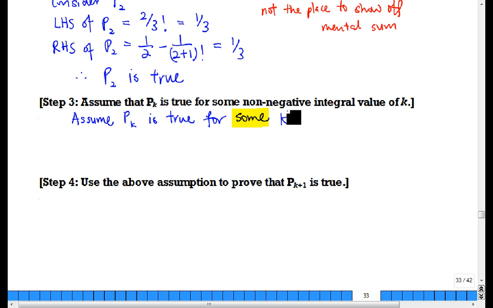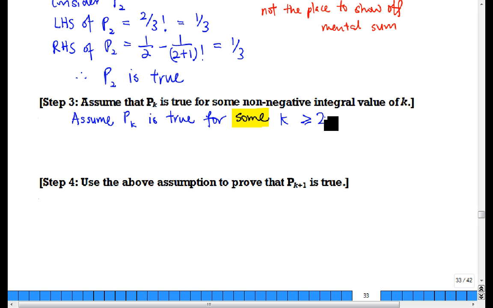Not good enough like that because, can I have attention? Now, K cannot take on 1. Correct? K cannot be 1 because the first case is already 2. P2 is true. So for some K that is greater or equals to 2. Can? As long as K is greater or equals to 2, for some K can be anything. But it must be greater or equals to 2.